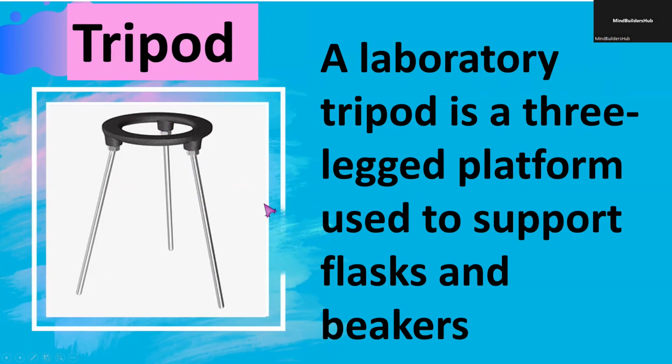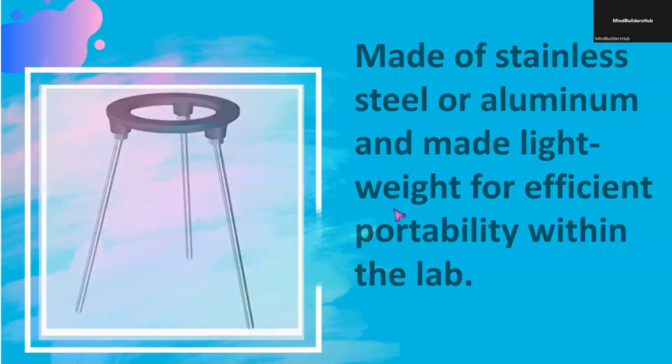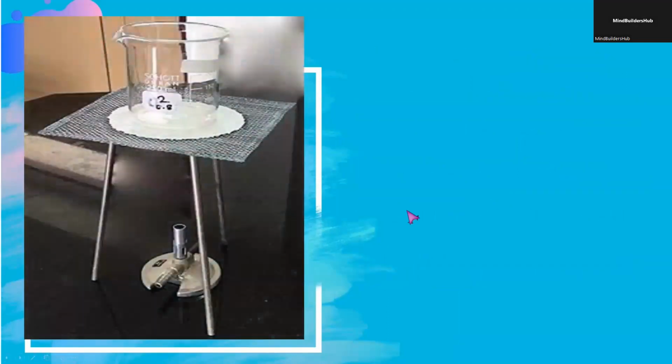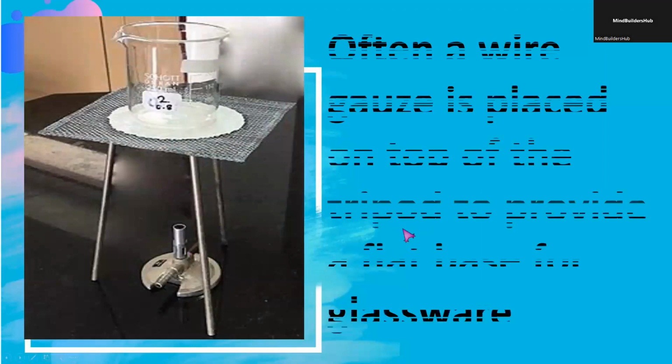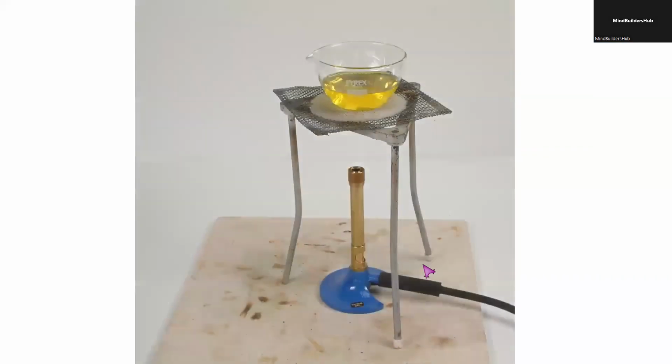And based on the height, we have different kinds of tripod. It is made of stainless steel or aluminum and made lightweight for efficient portability within the lab. You can carry it because it's lightweight. This is how it looks when you set it up with a Bunsen burner or alcohol lamp. Often a wire gauze is placed on top of the tripod to provide a flat base for glassware. Another picture showing you how the setup is being done here.